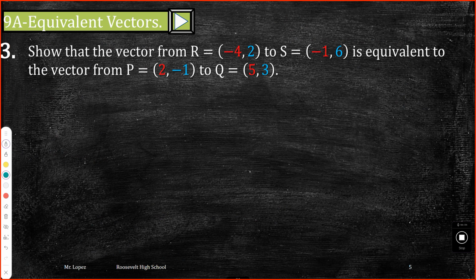Let's go to number 3. What are equivalent vectors? Equivalent vectors have the same magnitude and the same direction. So basically, go ahead and write this down, and we go back to the first one I've done.